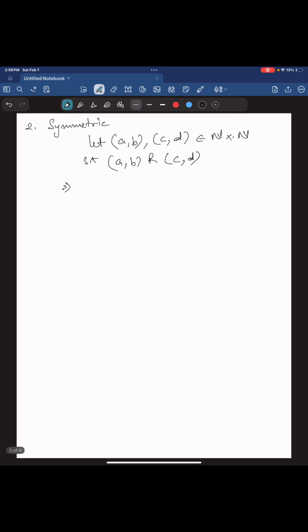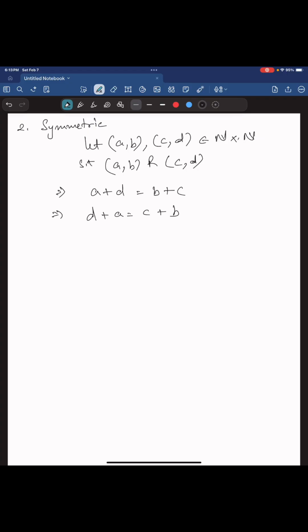So let's see, (a, b) related to (c, d) means a plus d equals b plus c, and because addition is commutative, I can write d plus a equals c plus b. All right. From here, this clearly shows that (c, d) is related to (a, b), right? So symmetricity has been proved. Now the third thing is we need to prove transitive.